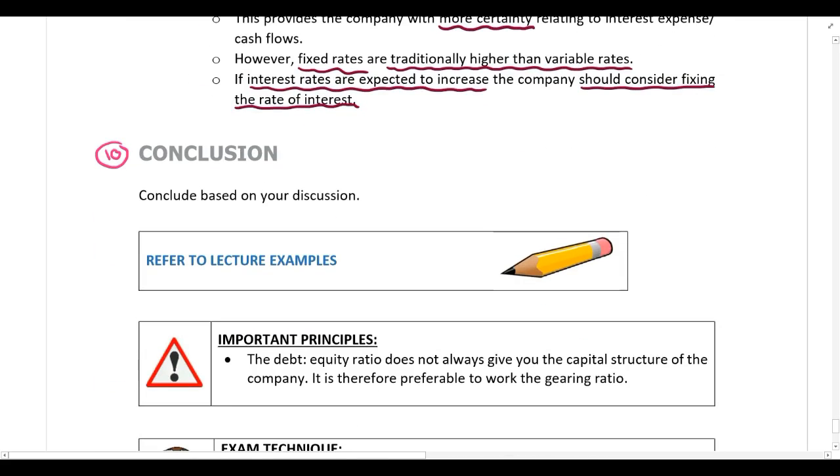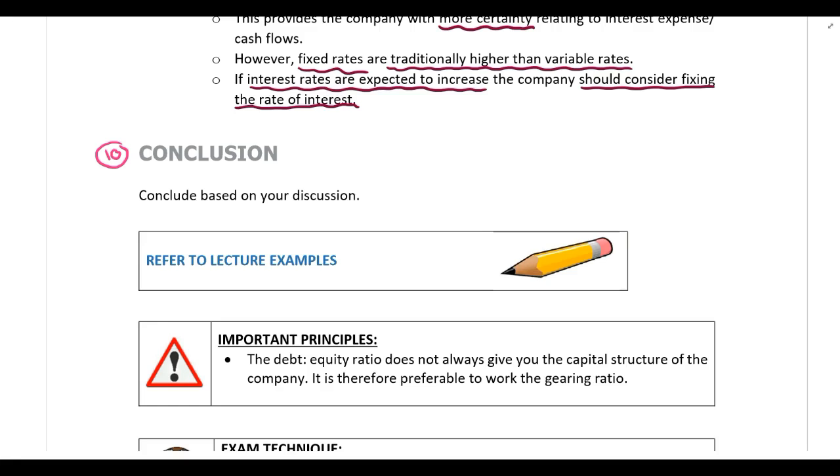Then finally, guys, under the last heading, you are going to conclude. So please note over here, there's no right or wrong answer. Based on what you discussed under all of the other previous headings, conclude on what you believe the best form of finance will be based on the information provided in the question. So that would be a consequential mark.